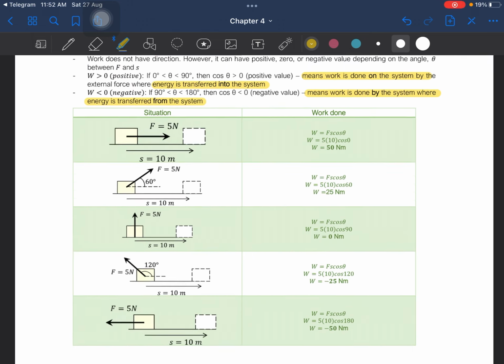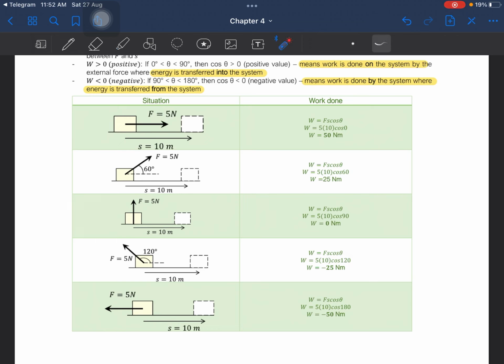These are some of the situations you will try to solve in our questions. If the force is parallel to the displacement, remember theta is the angle between F and S, so theta is equal to 0. When theta equals 0, work is 50 Newton meter for this case, so there is work done. In this case theta is 60 degrees, so there is work done.